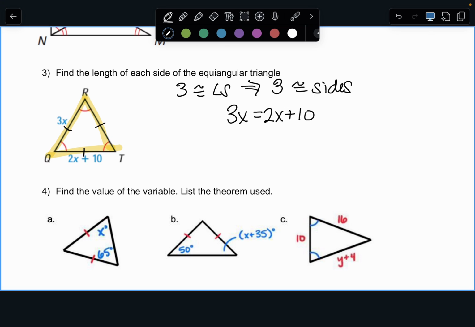Okay, we have to solve for x. I'm going to subtract 2x over, and I get x equals 10. That's not what the question asks, though. The question says find the length of each side. So what should I do with this x equals 10? Plug it into 3x. 3 times 10 is 30. So your actual answer is 30 for the length of each side.